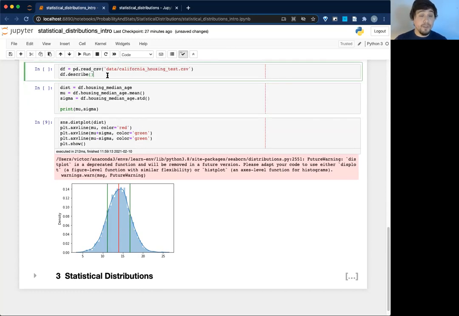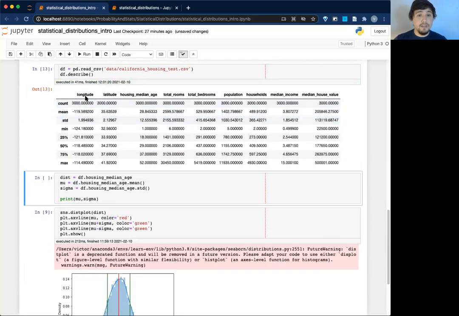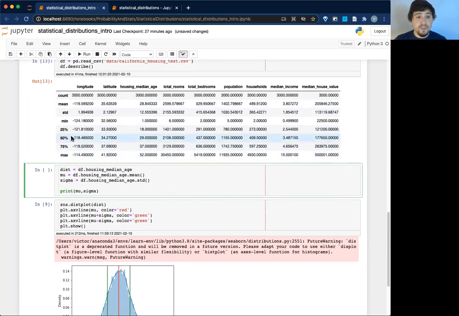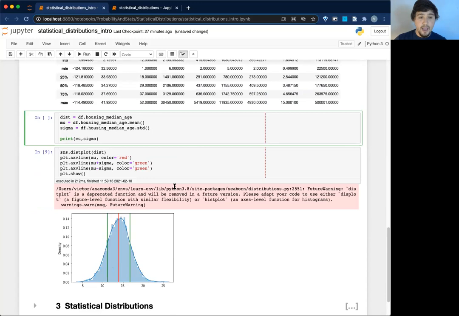So to show an example of what this might look like, I have this data set, California housing test. You can see here some of the data right here. I'm actually going to pull specifically the housing median age, which is right here. So I'm going to pull out that data right here. You can see there's 3,000. You can see the standard deviation, obviously the minimum, the maximum, right? And we also see the mean. So also note that this 50%, that is actually the median. So that's essentially what that 50% means.